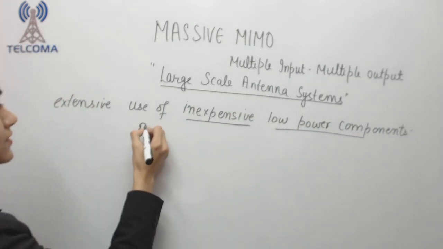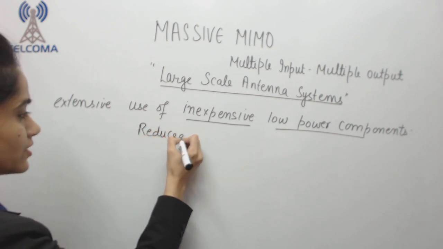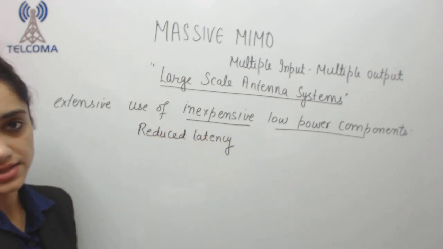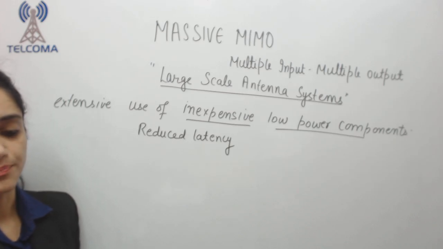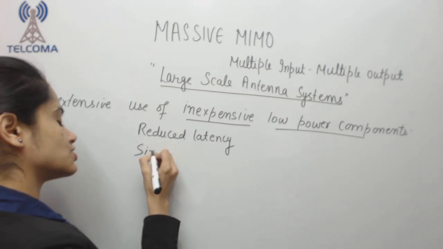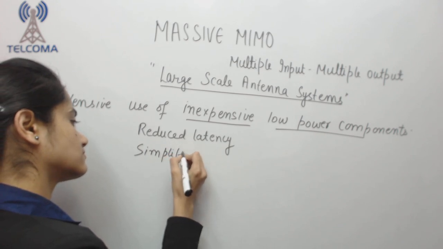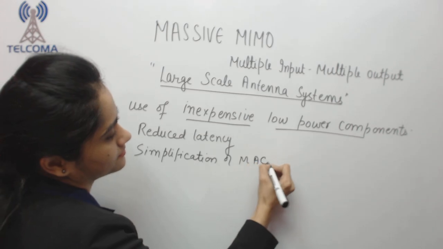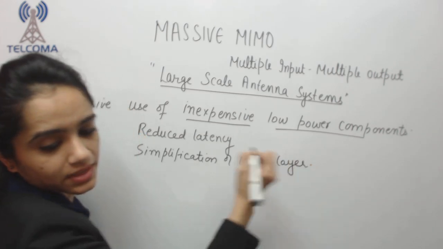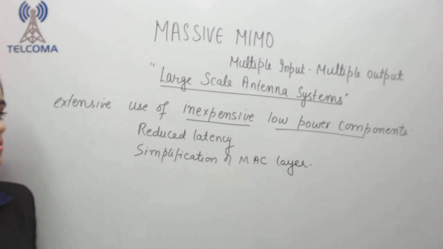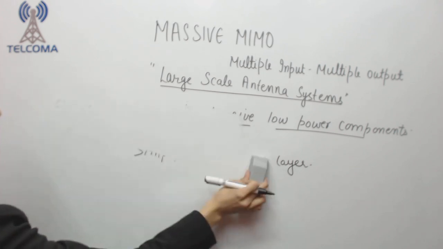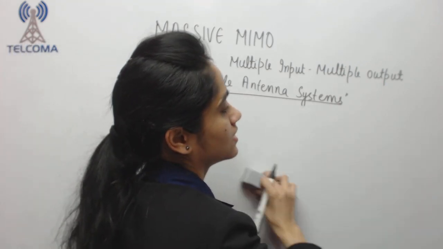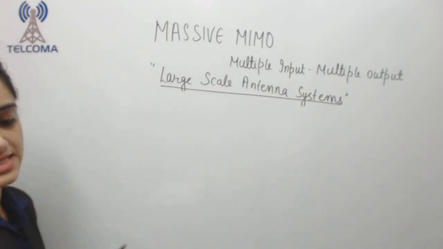And also because of this we are working on reduced latency, because the antenna has to focus its energy on which the data rate will go. And also simplification of the MAC layer in this case. So with inexpensive low power components, we have simplification of the MAC layer, as well as we are focusing on reduced latency in Massive MIMO system.